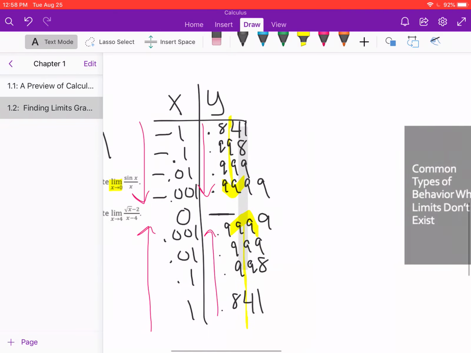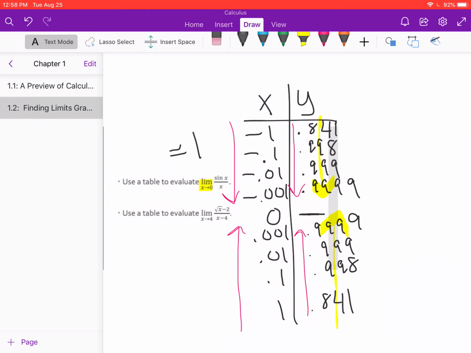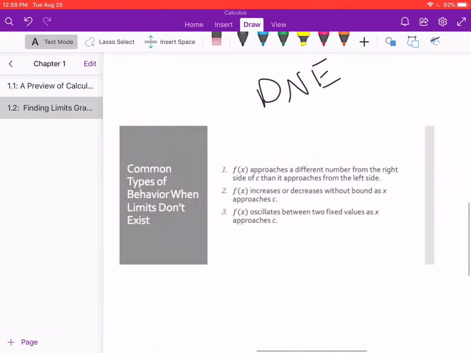You're going to notice that when you make a table, these are not going to approach the same number. So these two numbers right here are not going to be the same. These are both pretty close to 1, so we can say it's approaching 1. If you get something that's not even close to each other, we're going to say the limit does not exist. So where might this happen?